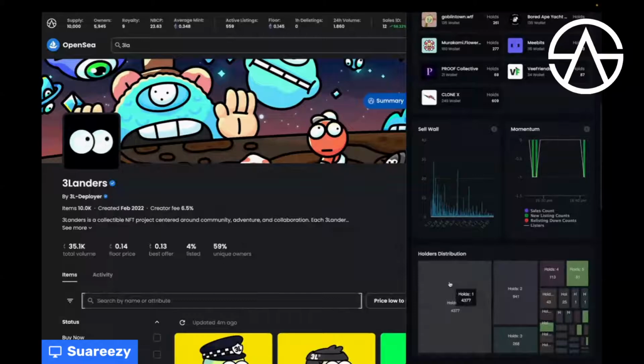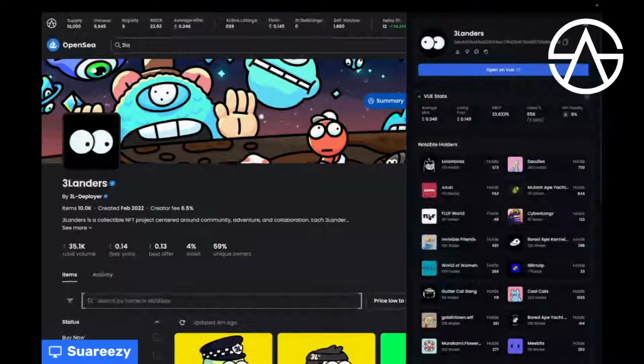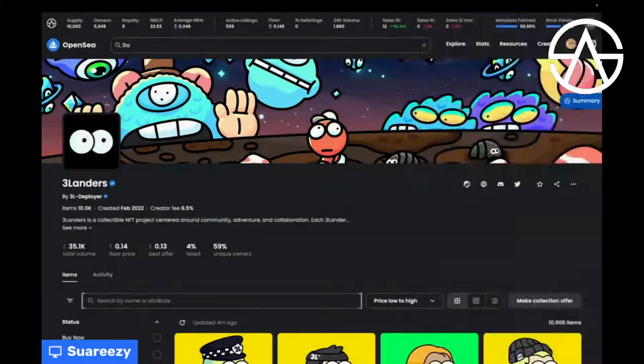Then you're actually going to have holder distribution, which is going to show you a matrix of how many people hold the NFT or certain amounts of the NFT. So here we can see 941 people hold 2 landers here. And then going to 3, you can see 268 people hold 3 landers, and so on and so forth. Yeah, that's going to be that breakdown for our Alpha Sharks summary.